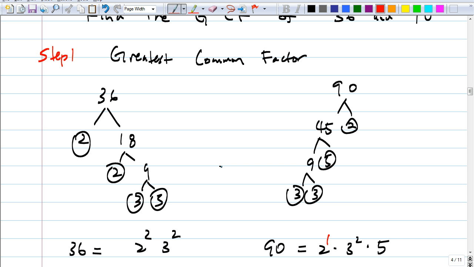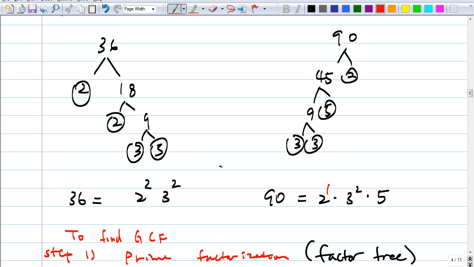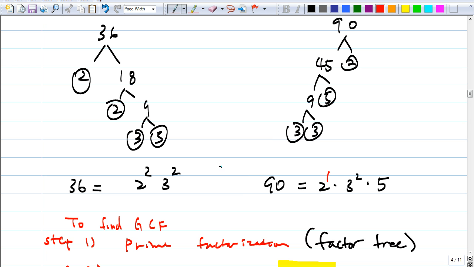If you didn't, be careful, because if you mess up on the factor tree, the prime factorization, you're not going to get the greatest common factor. So I'm showing you how to find GCF and making sure you know whether or not you have the GCF. If you follow these steps, you will know for sure you have the GCF. Any questions so far? Are we good? So the first step is to do a prime factorization. I even wrote this down. To find GCF, step 1, prime factorization, do a factor tree.